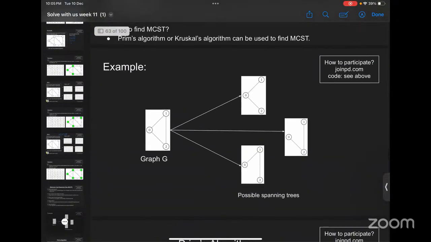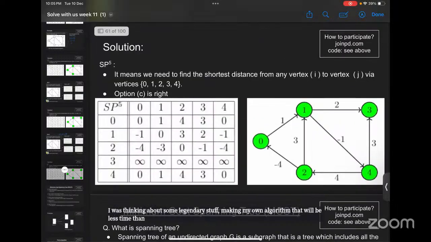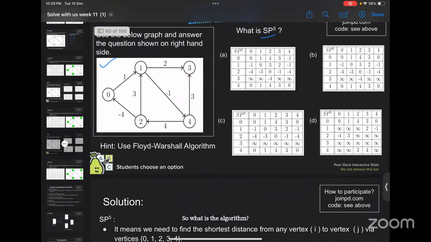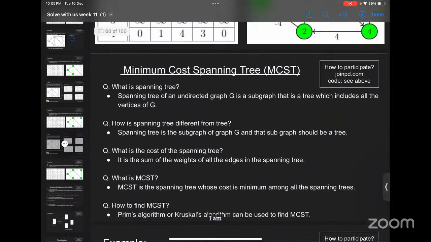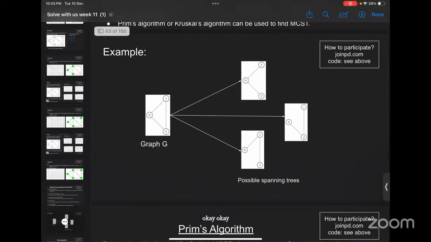I was thinking about some legendary stuff, making my own algorithm that will be less time consuming. So what is the algorithm? I am thinking about it. Okay, you continue thinking.